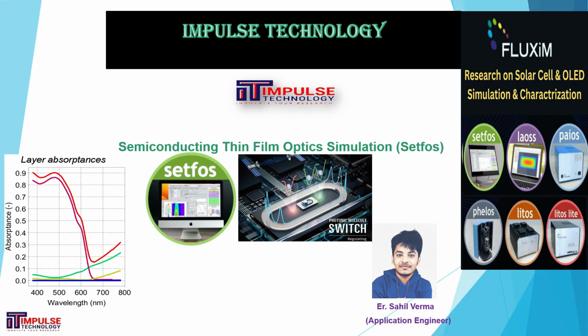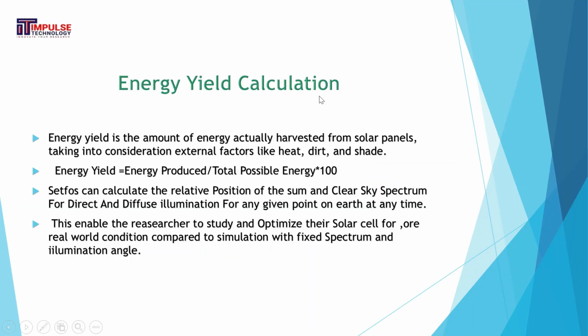Before we start, we will see a small presentation about the energy yield calculation, so we can get a basic idea of what we are going to calculate in Setfos. Energy yield basically means the amount of energy actually harvested from solar panels, taking into consideration external factors like heat, dirt, and shade. Energy yield means energy produced upon total possible energy, times 100.